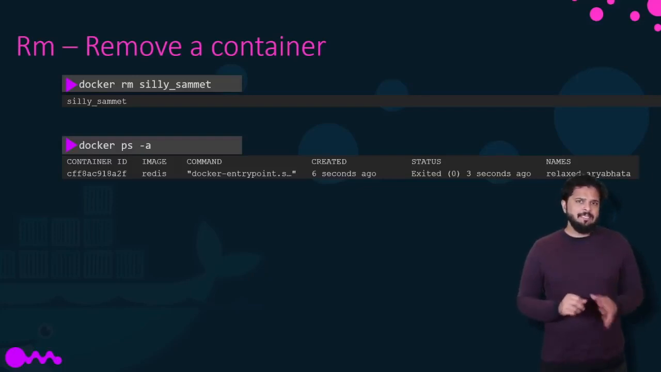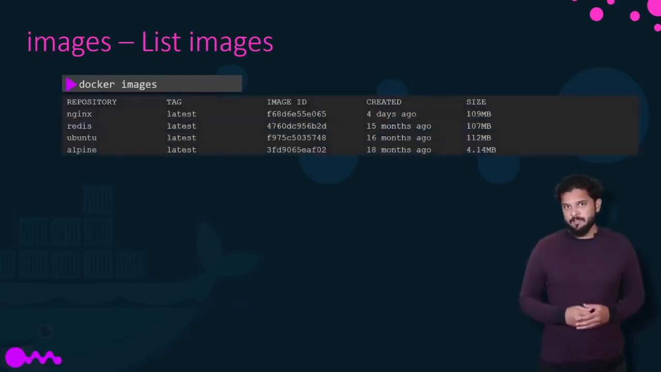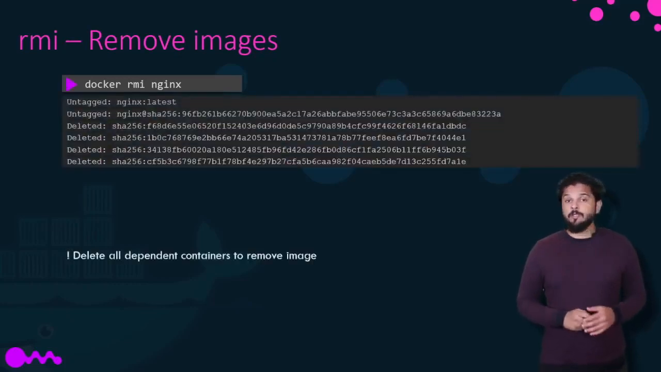But first, how do we see a list of images present on our host? Run the docker images command to see a list of available images and their sizes. On our host, we have 4 images: nginx, redis, ubuntu, and alpine. We will talk about tags later in this course when we discuss images. To remove an image that you no longer plan to use, run the docker rmi command. Remember, you must ensure that no containers are running off of that image before attempting to remove the image. You must stop and delete all dependent containers to be able to delete an image.